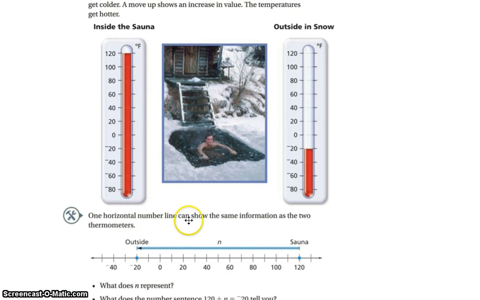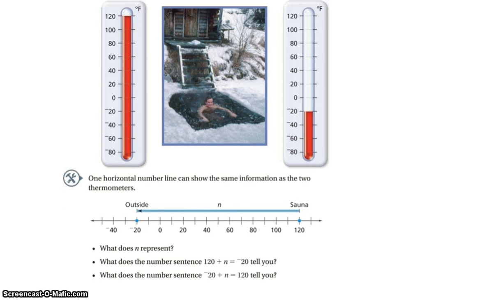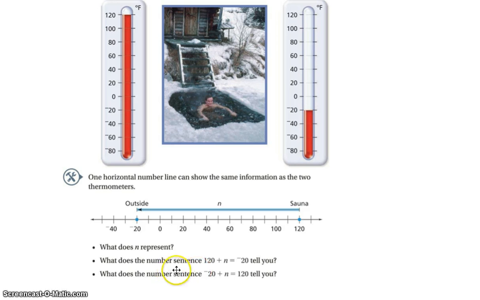So one horizontal number line can show the same information as the two thermometers. What they've done here is they've plotted -20 for the short thermometer and positive 120 degrees for the temperature inside the sauna, and n would be the distance between these two. The question is, what does n represent? What does the number sentence 120 plus n equals -20 tell you? And what does the number sentence -20 plus n equals 120?